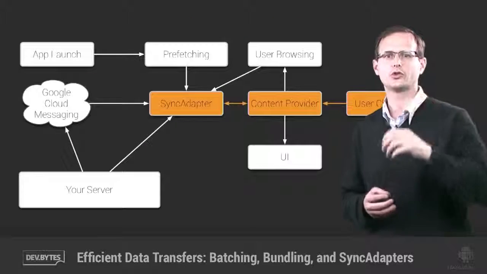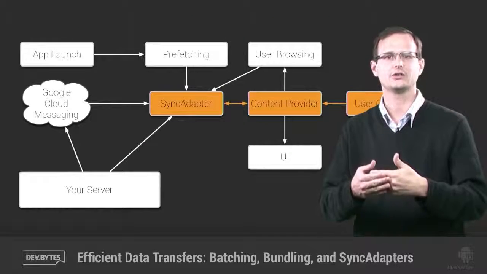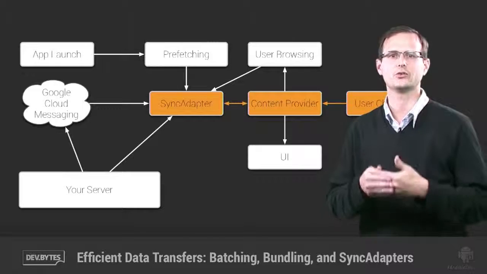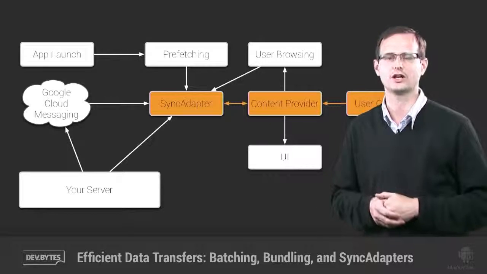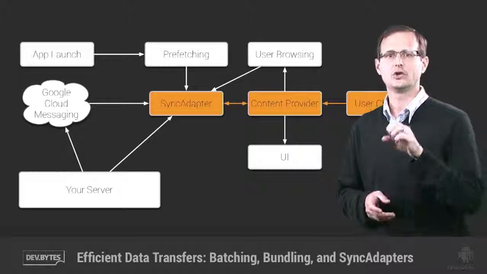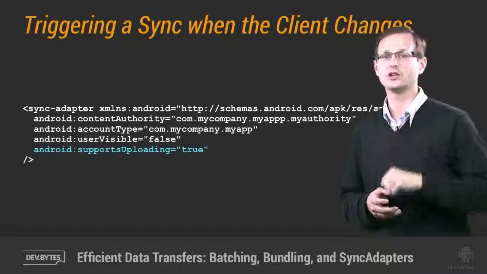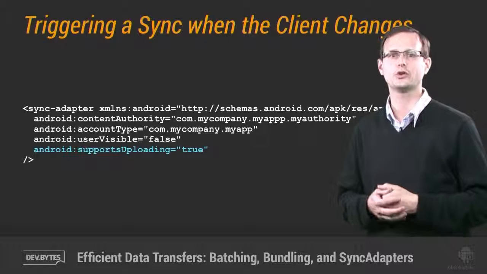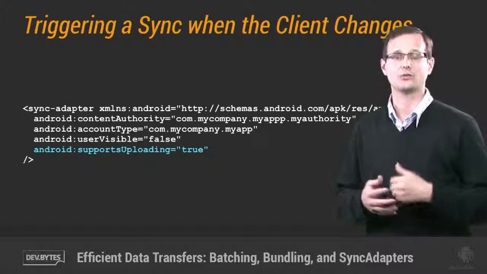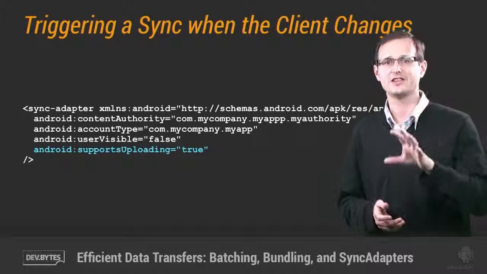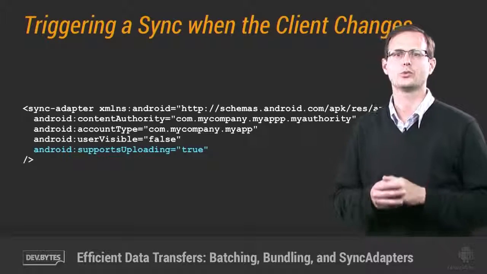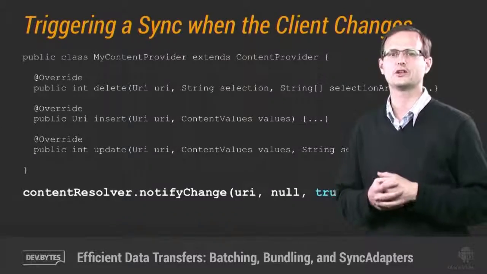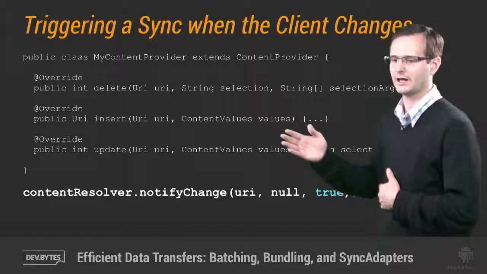Conversely, you may want to synchronize changes on the client side to the cloud. Now, this could be anything from analytics data to new email, so you want to be careful when deciding which changes are sufficient to initiate an actual transfer. If you're using content providers, you can configure your sync adapter to trigger whenever the content provider changes by setting the supports uploading attribute to true, which happens to be the default. Now, when this is set, an upload-only sync will be requested whenever your content provider executes a notify change call with the sync to network parameter set to true, as shown here.